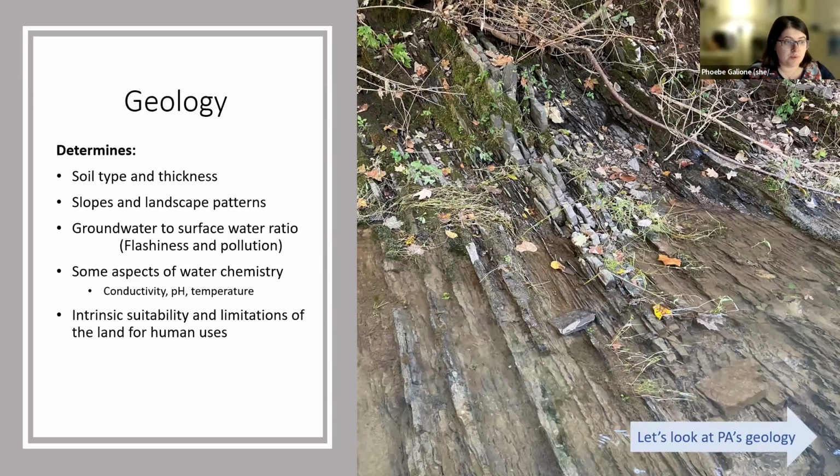We'll call that the groundwater to surface water ratio in this presentation, which in turn will then determine how flashy your stream is and what kind of pollution your stream is seeing. It'll also determine some aspects of water chemistry like conductivity, pH, and temperature. And finally, it'll also impact the intrinsic suitability and limitations of land for human uses. So based off of the geology in your area, it actually has a huge impact on what humans are using that land for. And once you see some of the maps in your data pack, you might be able to pinpoint, oh my goodness, this is where this is happening, solely because of or in many ways because of the geology in that area, which is exciting.